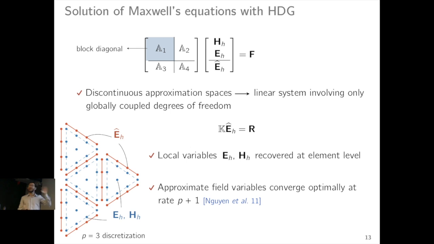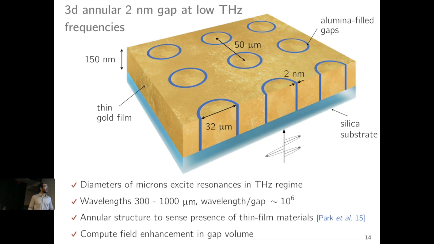This system turns out to decouple, thanks again to these local and global degrees of freedom, and we can end up with a system like this that has a much reduced number of degrees of freedom, since it only involves the degrees of freedom corresponding to E hat. We go ahead, solve this linear system using, for instance, a direct solver, and then we can recover the local variables, electric and magnetic field, quite efficiently at the element level. And it has been shown that the variables with this approach converge optimally at the rate p plus 1, where p is the approximation order of the space. Okay, let me now show you, for a realistic problem, how this method performs.